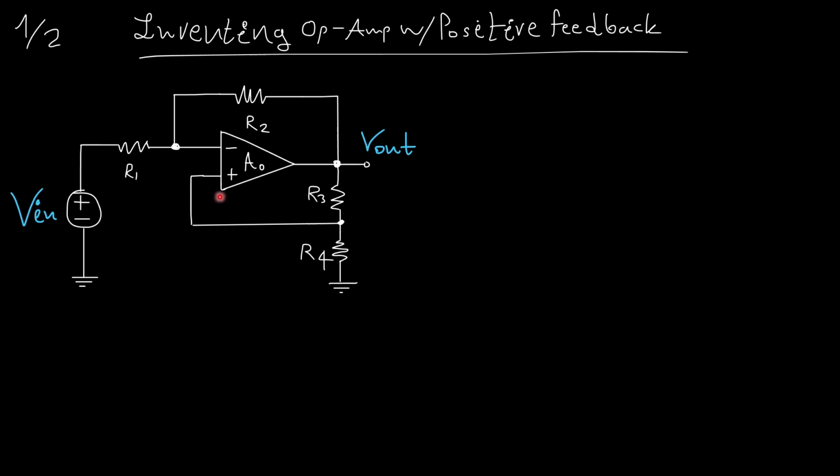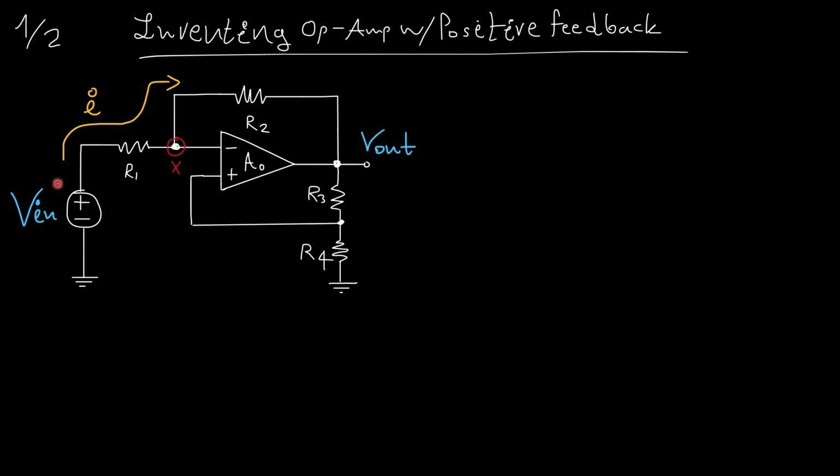What's strange about this circuit is that we have an inverting op-amp configuration, but we also have a positive feedback loop here. So how do we face this? Well, I will do what I know, and I will name this node X, alright?